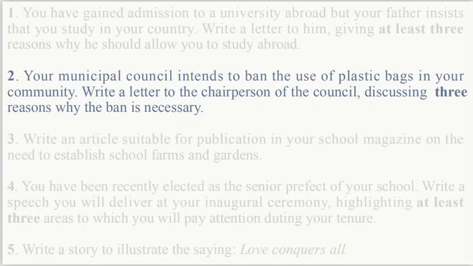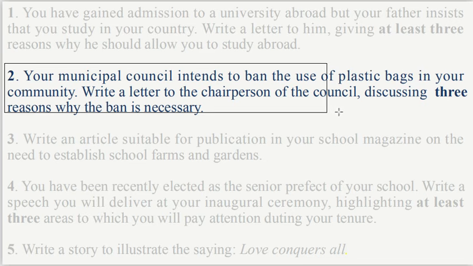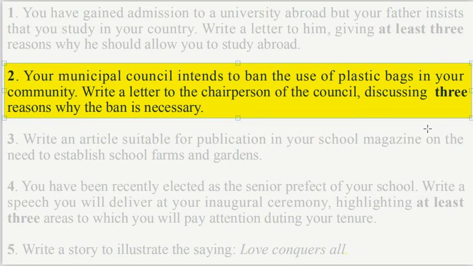So the question on the formal letter says, your municipality council intends to ban the use of plastic bags in your community. Write a letter to the chairperson of the council discussing 3 reasons why the ban is necessary. This is the question, and of course, simply because we are writing to the chairperson of our council, it is going to be a formal letter.